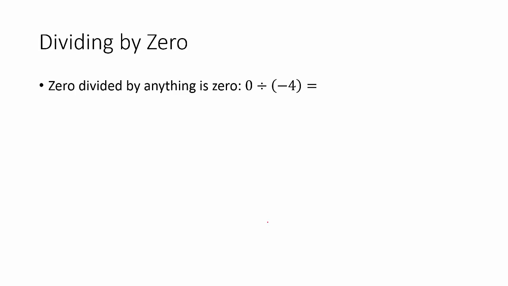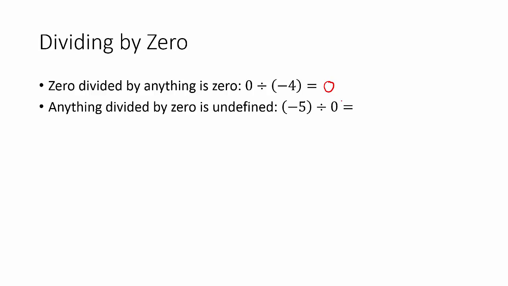Now I want to make one quick note about dividing by 0. We know 0 divided by anything is 0. 0 divided by negative 4. If I've got nothing to divide by negative 4 parts, you end up with 0. That's okay. Where we get into trouble is if we take anything and divide it by 0. If we have the division by 0 at the end, we cannot do that. This is undefined.